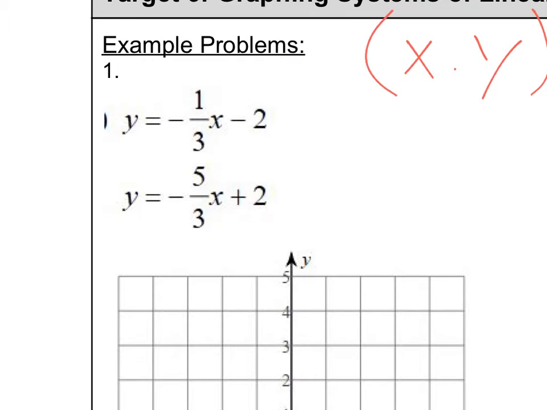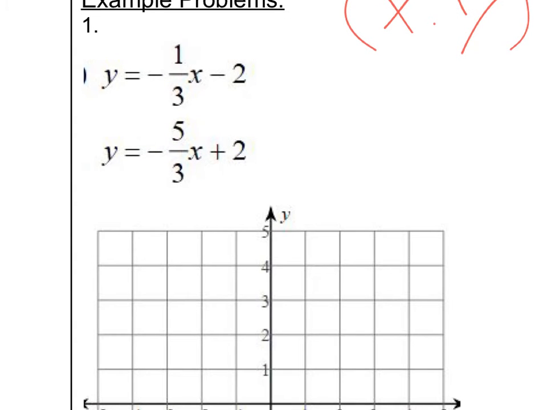First problem, I've got y equals negative 1/3 x minus 2, and y equals negative 5/3 x plus 2. Well, right out the gate, I'm noticing the slopes are different. Negative 1/3, clearly not the same as negative 5/3. If the slopes are different, then we're not going to have parallel lines. And if our lines are not parallel, then we know there's going to be some sort of intersection point. So let me graph this first one here.